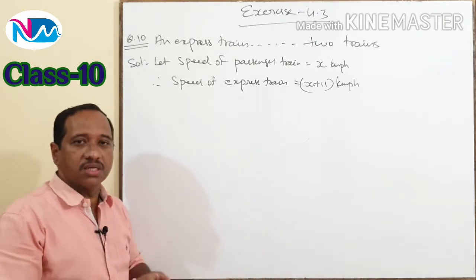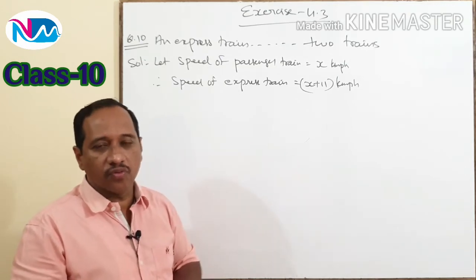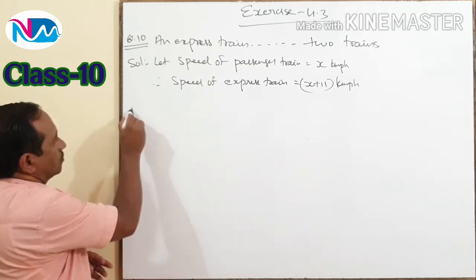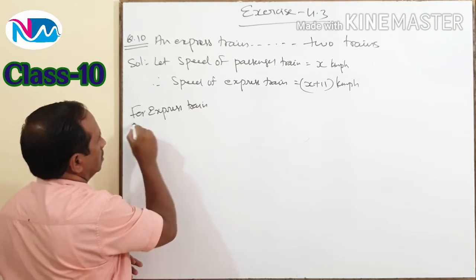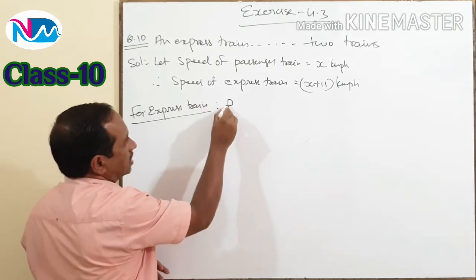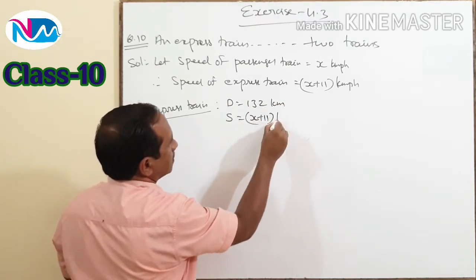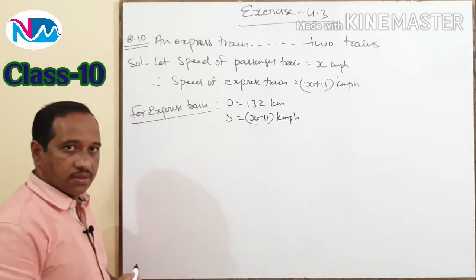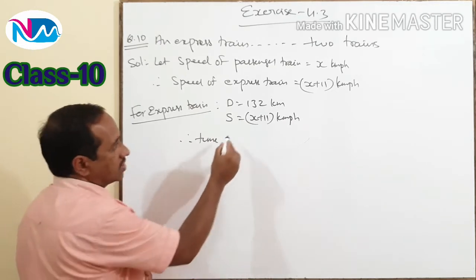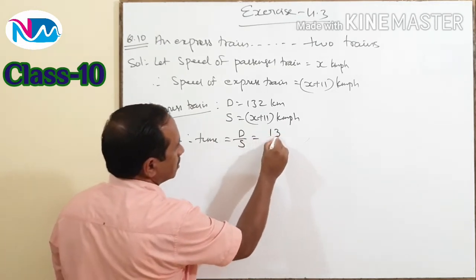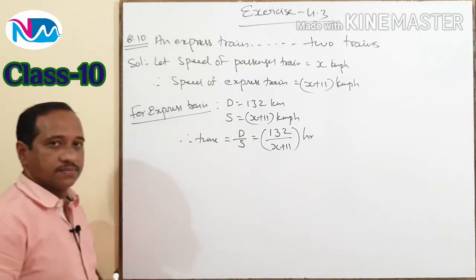Now we are going to find out the time required for both the express train and the passenger train to travel a distance of 132 km. For express train, the distance is 132 km, speed is x plus 11 km per hour. Therefore, time required for the express train will be distance by speed, which is 132 by x plus 11 hour.